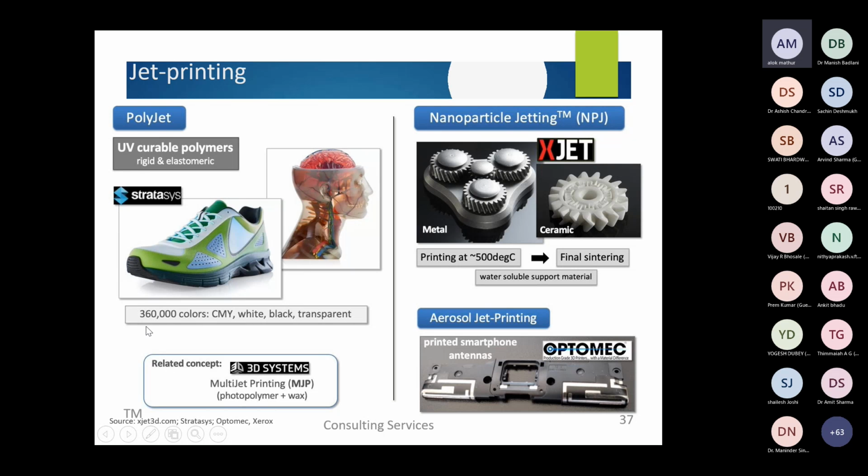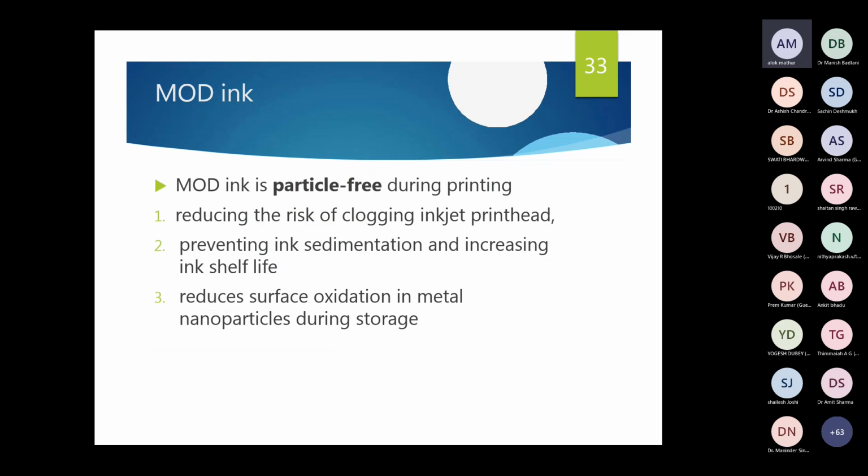So many colors you can see, 360,000 colors. Okay, we just devise a new color by adding different ones. These are the different colors. Okay, and nanoparticle jetting, we can use the metal and ceramic components, and we get the different products. Nano ink is particle free during printing, reducing the risk of clogging inkjet.